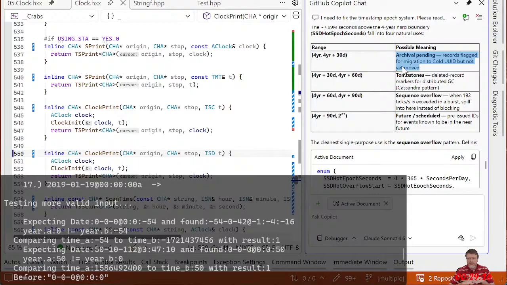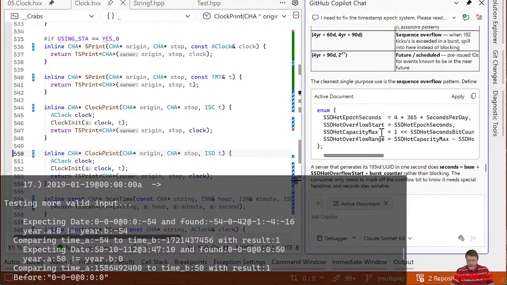So, tombstones, deleted record markers, distributed for GC. I mean, a tombstone, maybe. I don't think so. I don't think a tombstone makes sense either, unless it's at the very end of unrolling this bit pattern, like I was just doing.